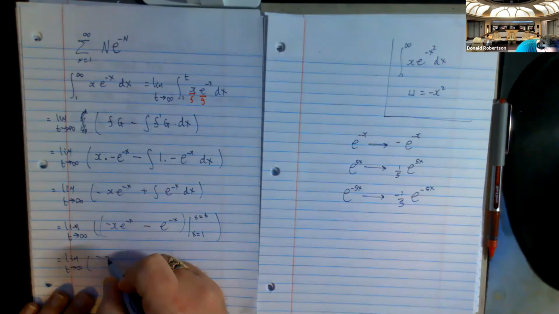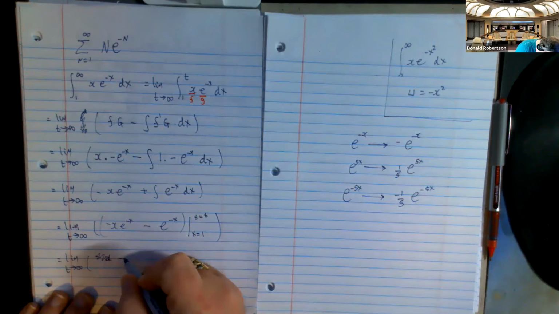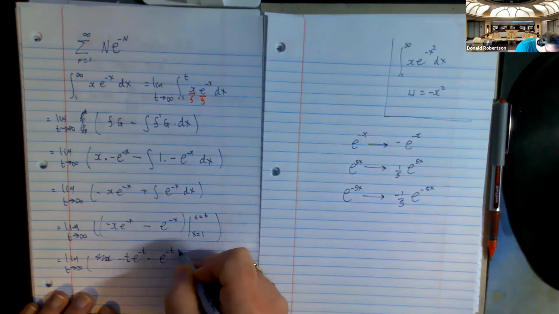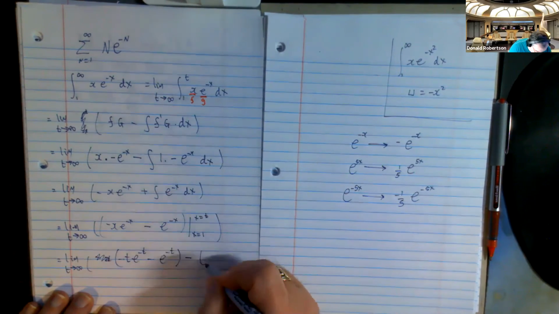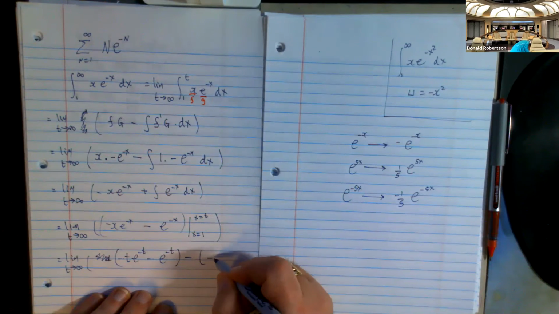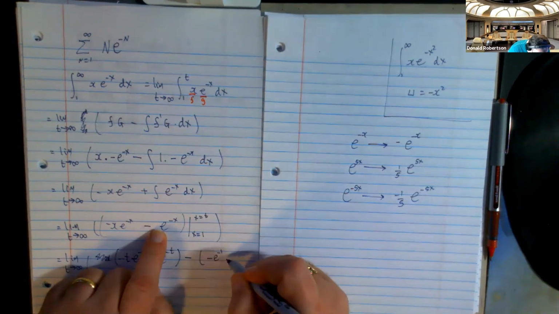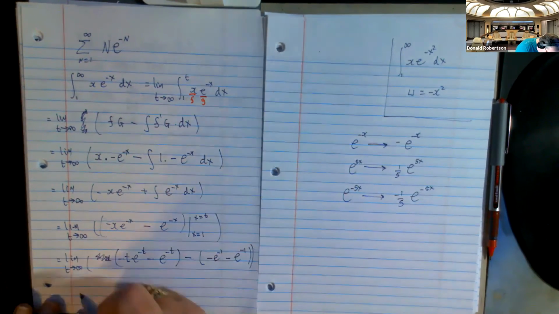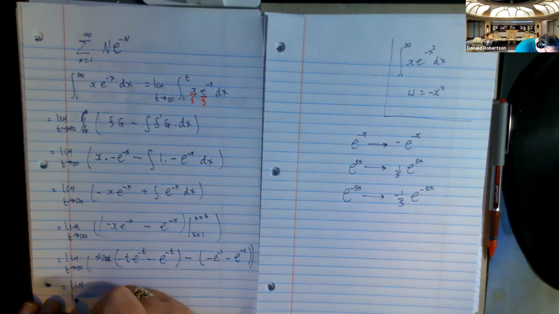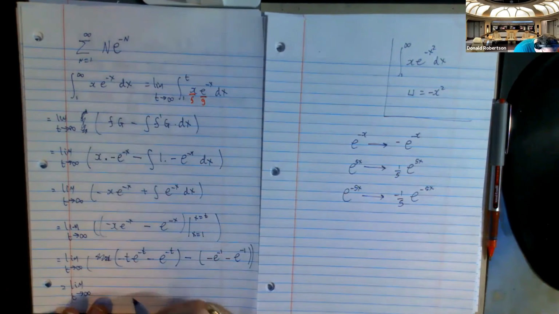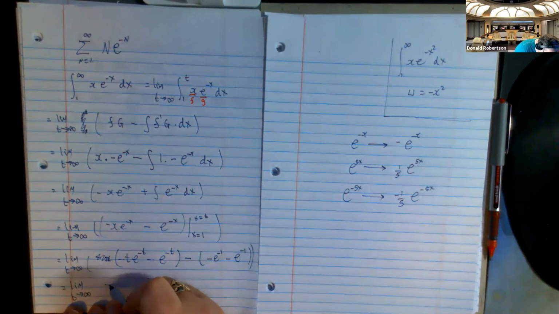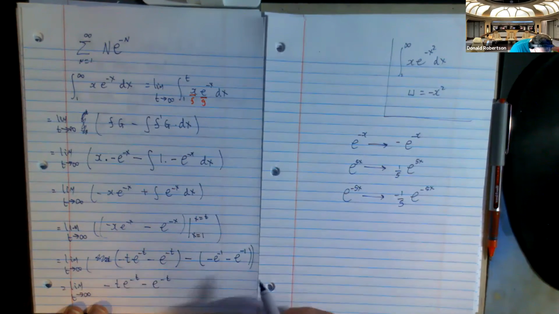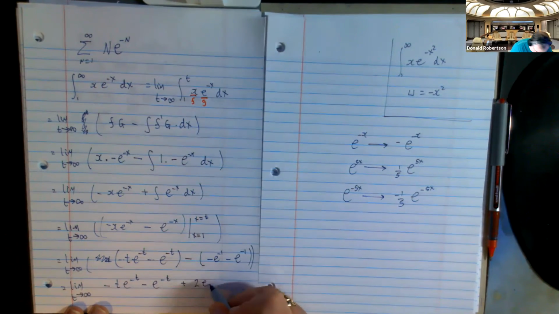We get negative t e to the negative t, take away e to the negative t, subtract negative 1 e to the negative 1, so that's this guy, and take away e to the negative 1. So that's going to be the limit as t tends to infinity of negative t e to the negative t, negative e to the negative t, plus 2 e to the negative 1.